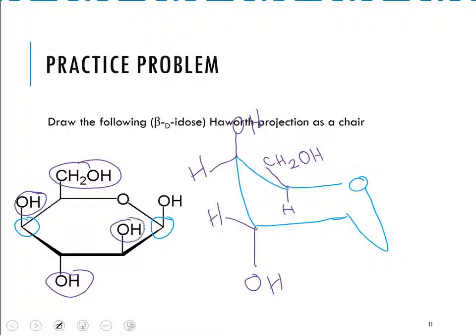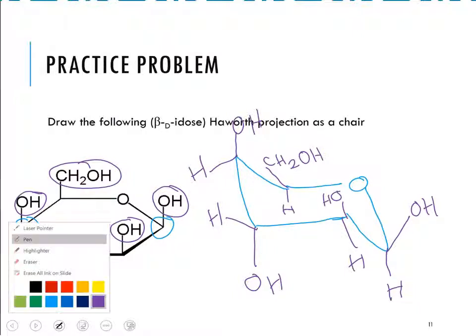The next one is trans to that neighbor. So it's going to point up because our previous one was pointing down. And there's my equatorial hydrogen. And then my last one is cis to its neighbor. So the last one was pointing up, and this one's going to point up as well. So it's pointing up as an equatorial position. And there's the axial hydrogen pointing down. So you should be able to take these and turn them into these chair projections.